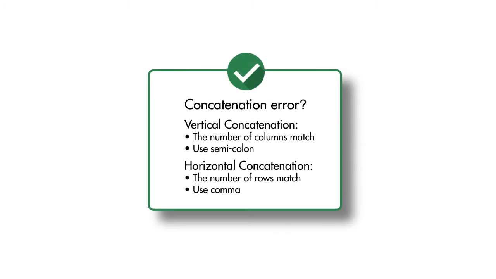The error message will indicate inconsistent dimensions, which means that the number of rows or columns does not match, depending on the type of concatenation. To resolve this error, check that the dimensions are consistent and that you've used a semicolon for vertical or comma for horizontal concatenation.